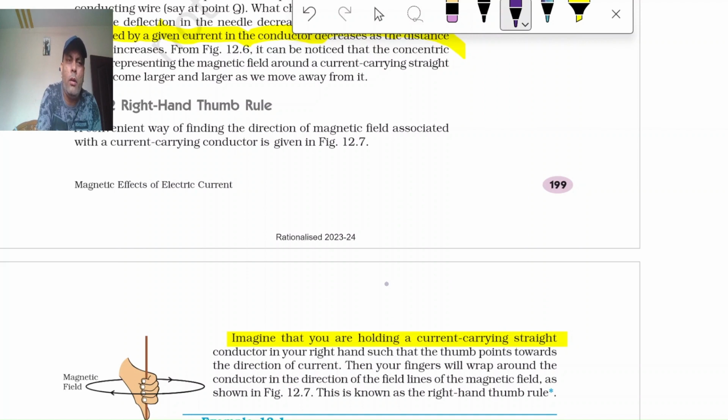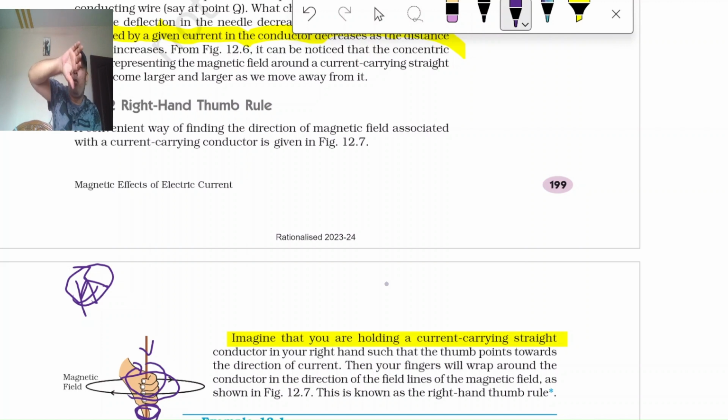So it's clear that when we discuss any of the devices, we must be aware of how to find out the magnetic field as well as the current. You should put your thumb in the current direction, hold the wire, and turn your fingers in this direction. The current will be in this direction, and the magnetic field will be in this direction. You should be aware of the right hand thumb rule.